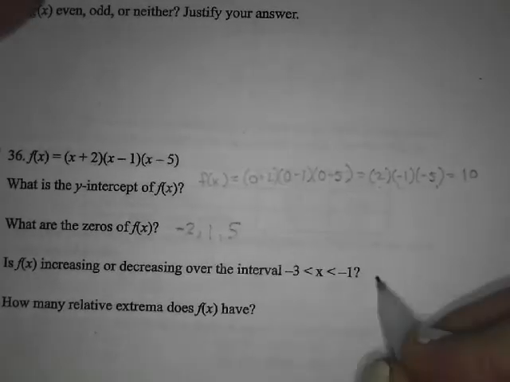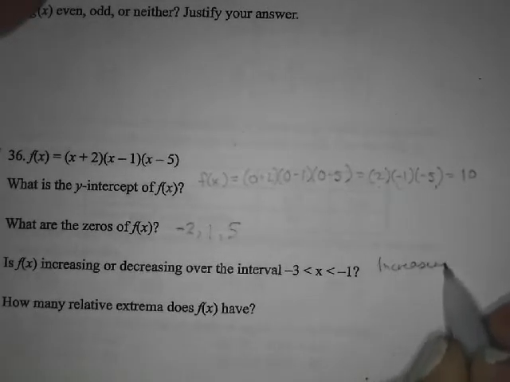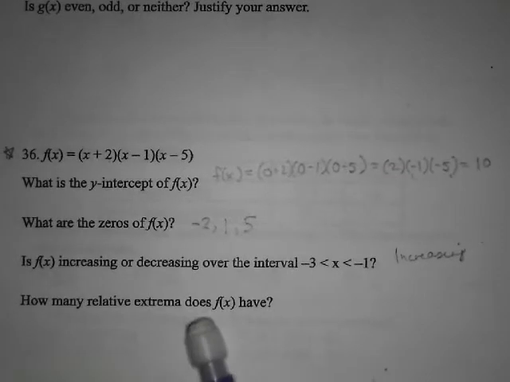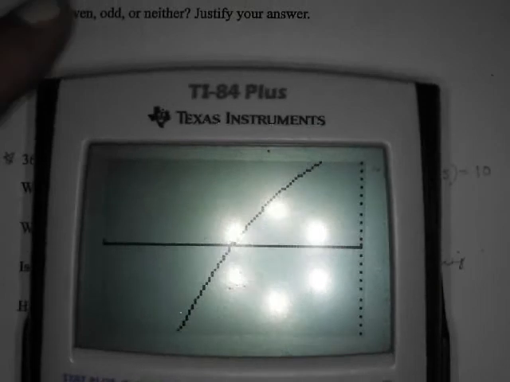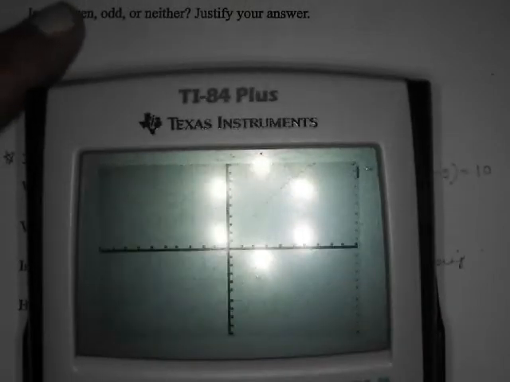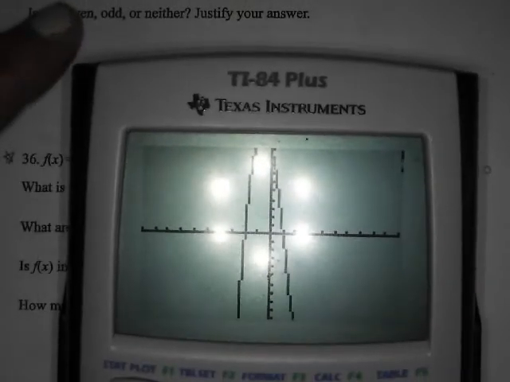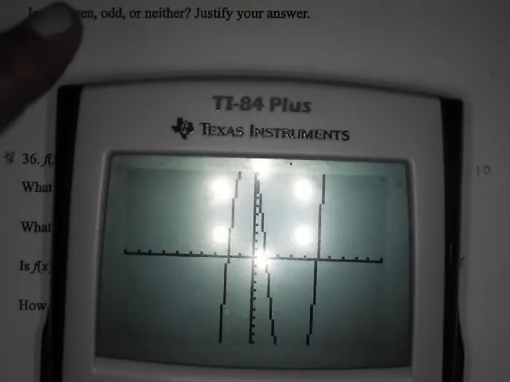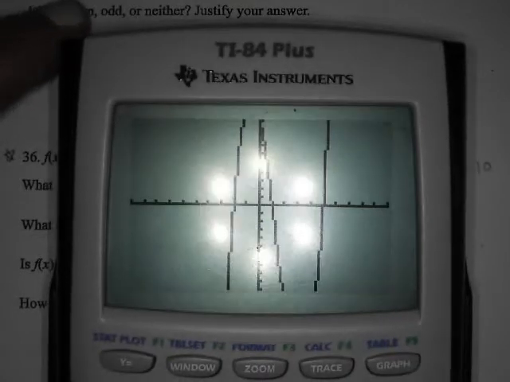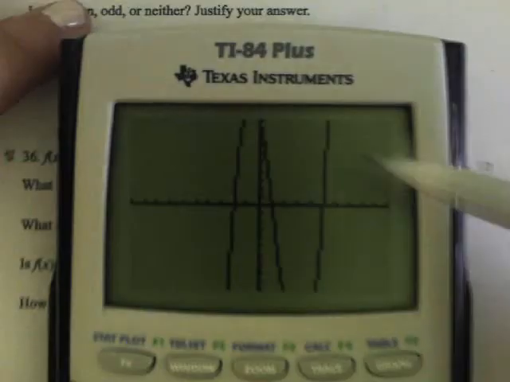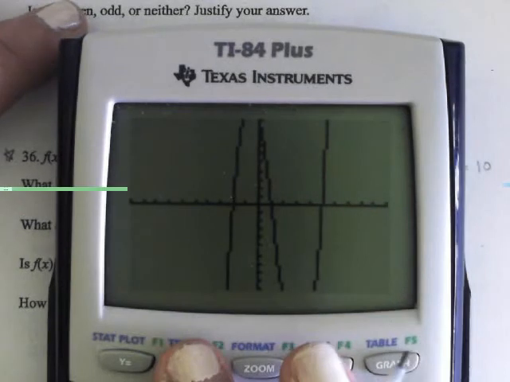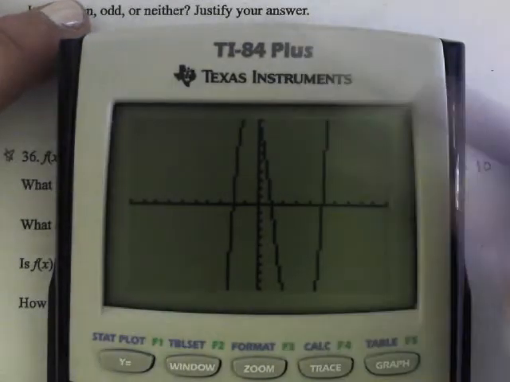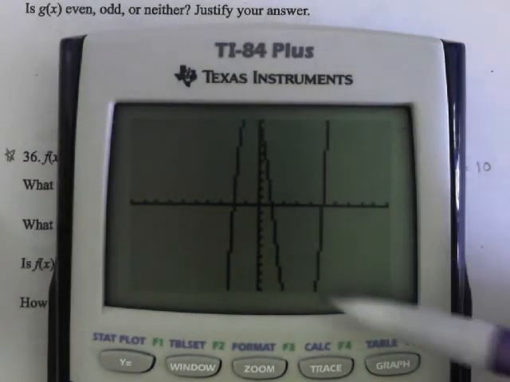And then how many relative extrema does the function have? Now I'm going to open up my window. I'm talking overall here. So if I go zoom 6 and change this to negative 10 to 10, okay, you can't quite see the whole graph. I may want to open it up just a little bit more, looking up and looking down. So I would open it up, but I'm going to have a max there, and I'm going to have a min there. So there are two relative extrema. Does that make sense? Okay.